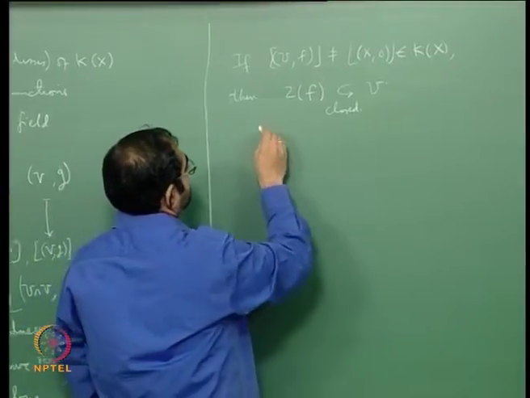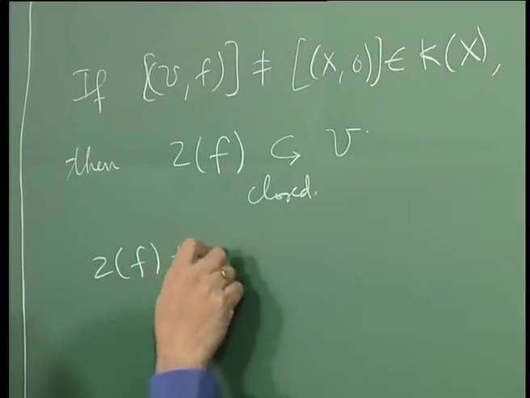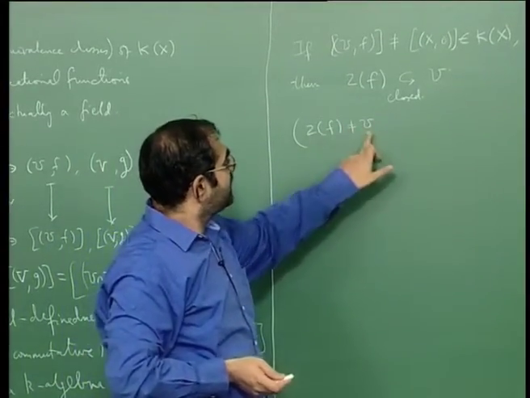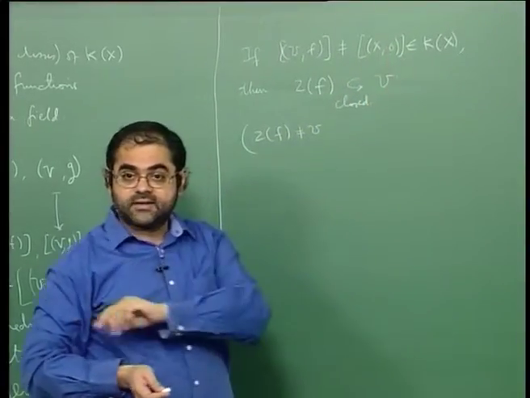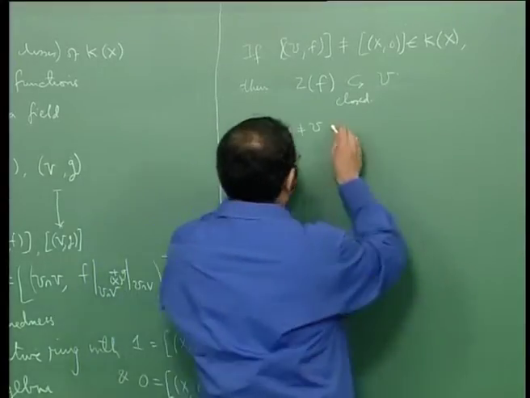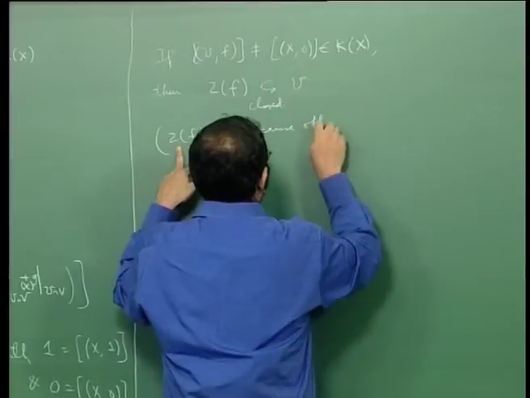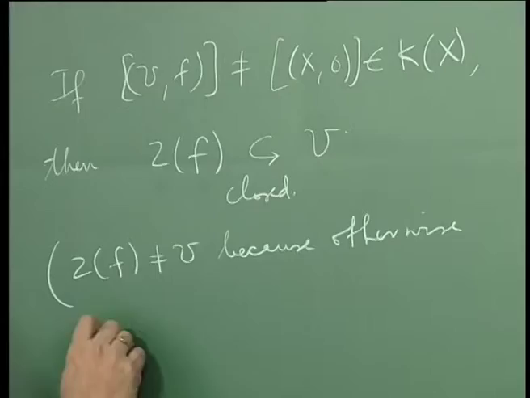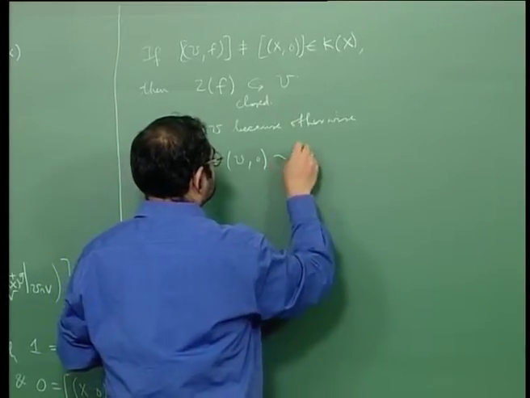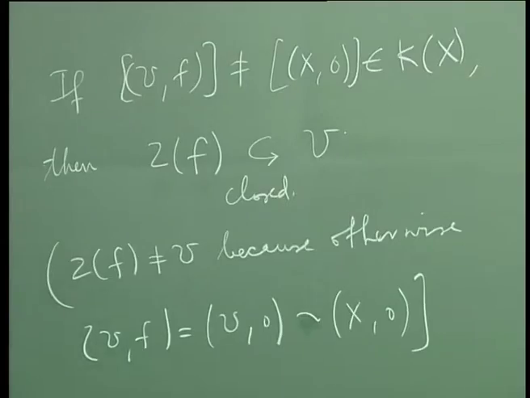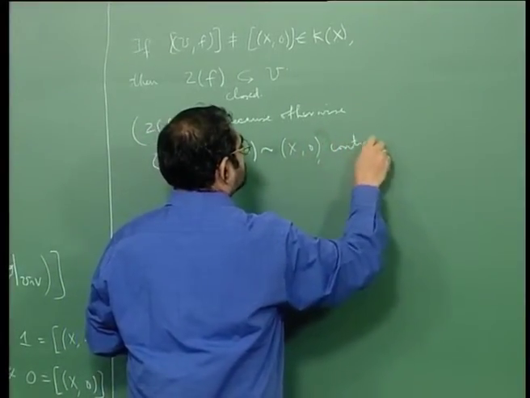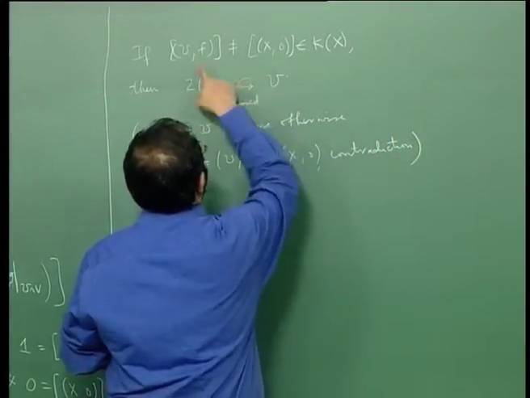So this is a closed subset, and mind you Z(f) cannot be U, okay. Z(f) is not equal to U, because if Z(f) is U, that means f is identically 0 on U, but then if f is identically 0 on U, then f is equal to the 0 function which is identically 0 on X, and that will contradict the fact that these two are different elements of the function field, okay. So Z(f) is not equal to U, because otherwise you will see that (U, f) is the same as (U, 0), and this is equivalent to (X, 0), which is a contradiction. It's a contradiction to the fact that these two are different, alright.